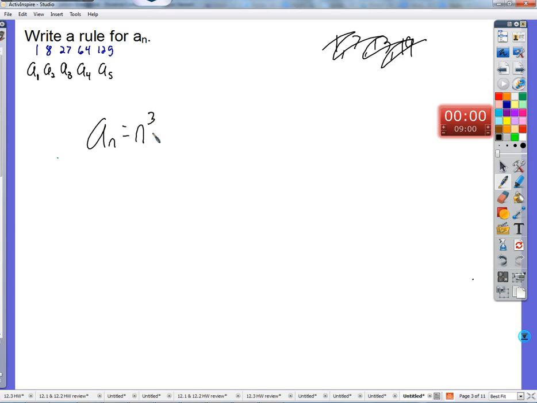So, yeah, you take 1 cubed, you get 1. 2 cubed is 8. 3 cubed is 27, and so on. It works for all of the terms in this sequence. So there you go. Assume it'll work for the rest of them as well. So if we want to find the 18th term, we'll take 18, we'll cube it, and that'll be the 18th term, right?